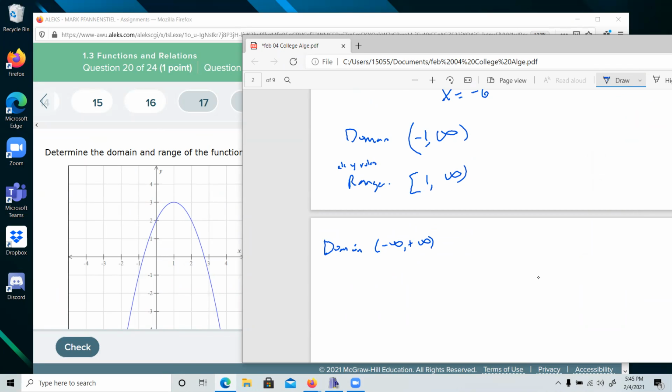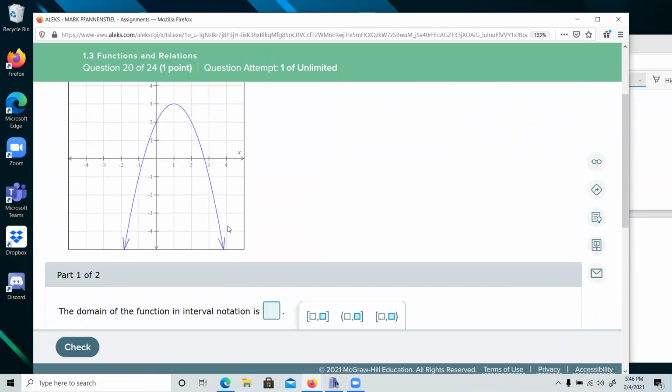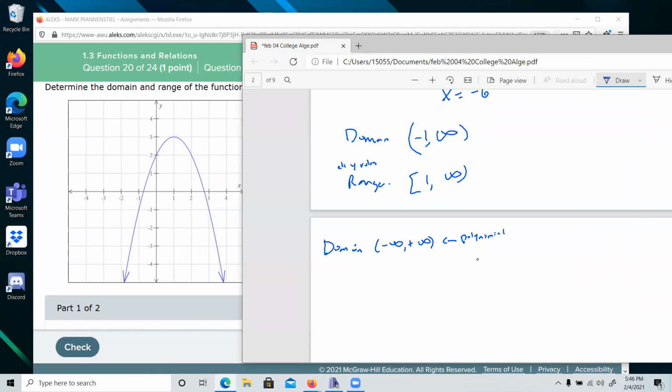Generally, when you have polynomials, the domain is going to be all real numbers. It's almost like a trick question. What's the domain? All the numbers. And then the range, that's a little bit trickier.